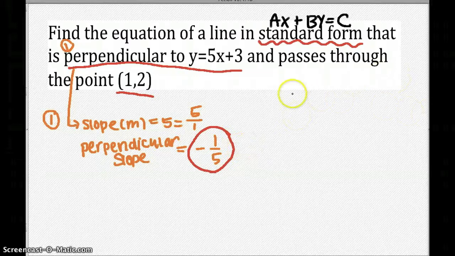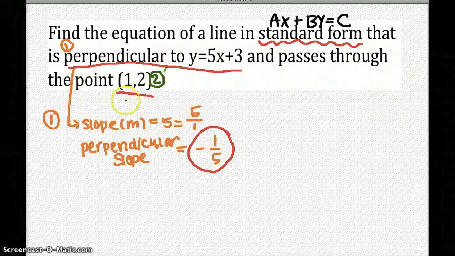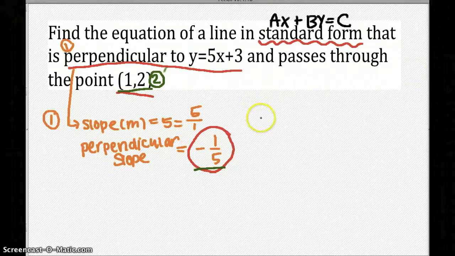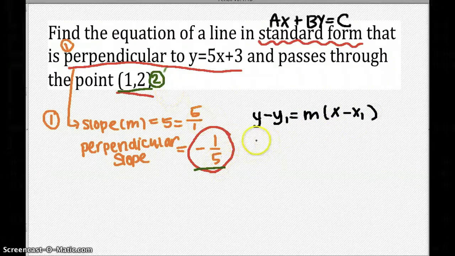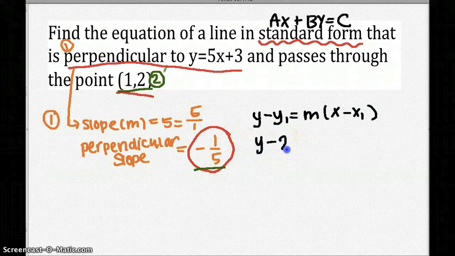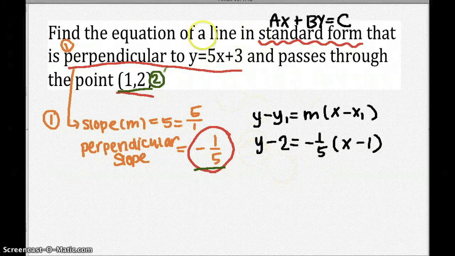And for the second part, it says it passes through the point (1, 2). So we have the point and the slope. Now we can use the point-slope form, which is y minus y sub 1 equals the slope, parentheses, x minus x sub 1. So we can just plug these numbers in. So y minus 2 equals negative 1/5 times (x minus 1). That would be the equation, but it says find the equation of a line in standard form.